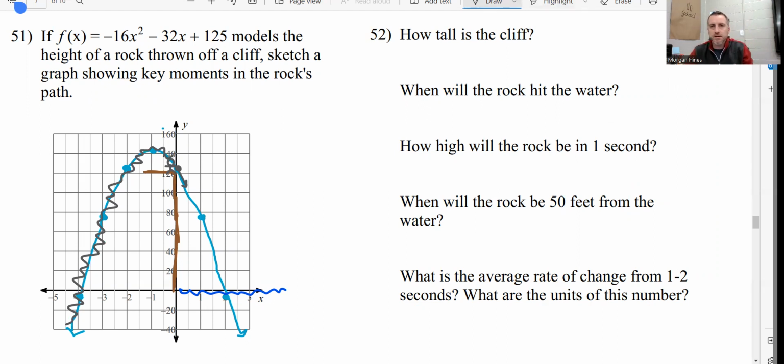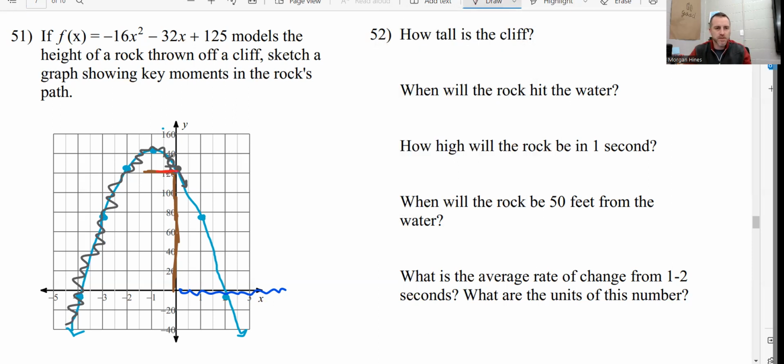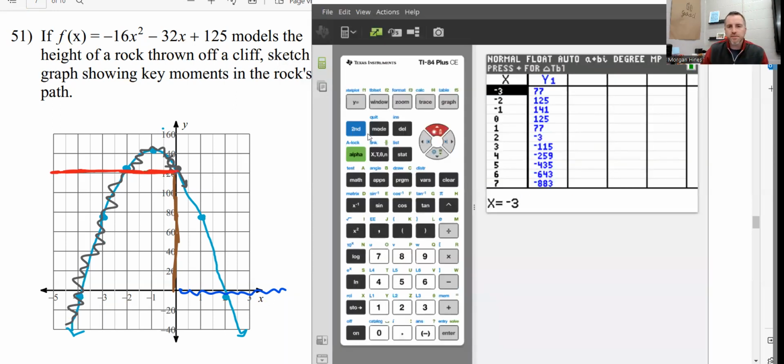It doesn't make any sense. The actual graph, if we were to show this from the beginning of time, is probably a flat line out here where we're just standing there holding it. And then when x is 0, boom, we throw the rock down. So how tall is the cliff? That's the y-intercept, because the moment we throw it, we are throwing it from the top of the cliff.